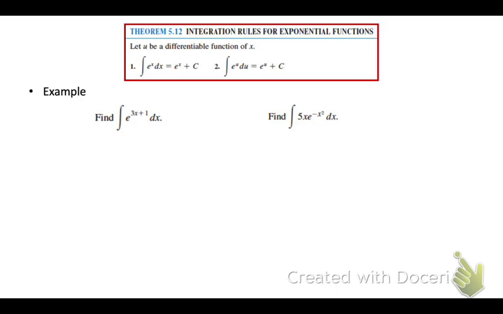Well, if the derivative of e to the x is e to the x, I guess the integral would probably be e to the x, right? The general rule is the integral of e to the u du is e to the u plus c. We could also write that as the integral of e to the u. That du could be u prime. Yes, that's it. There's no other way to write that.